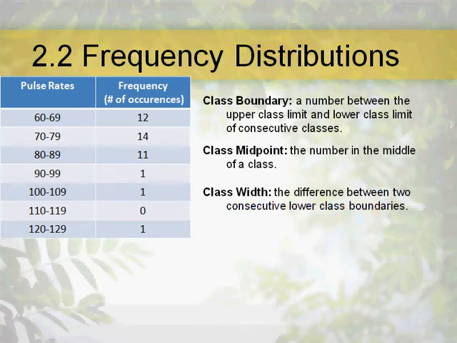Class width is slightly less intuitive. It is the difference between lower class limits of consecutive classes. So consider the first and second class. The first class goes from 60 to 69, the second class goes from 70 to 79. If we subtract 70 minus 60, we get 10. So in this case, our class width is 10. The class width should be the same for each class in any frequency distribution. In other words, all our classes in this example have a class width of 10.